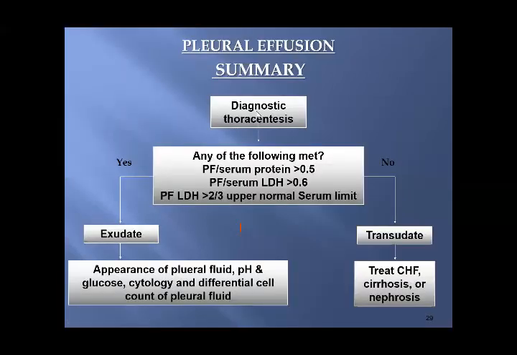Diagnostic thoracocentesis is done, and if the pleural fluid to serum protein ratio is more than 0.5, or the pleural fluid to serum LDH ratio is more than 0.6, we consider that the patient is having an exudative type of pleural effusion. The appearance of the fluid, pH, electrolytes and cytology are done.